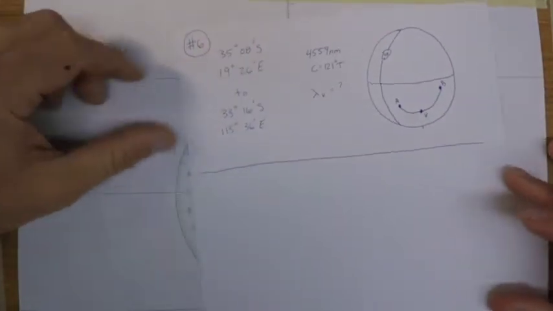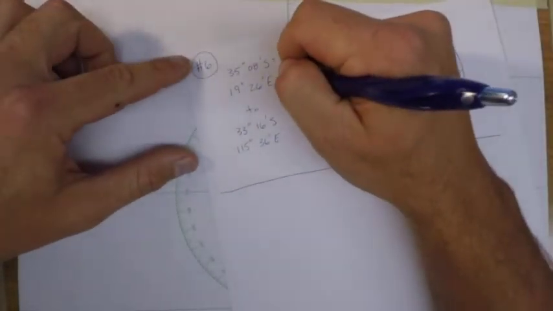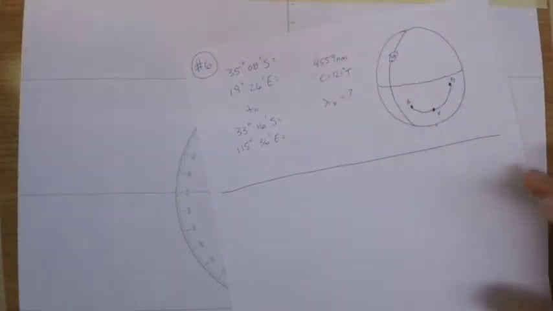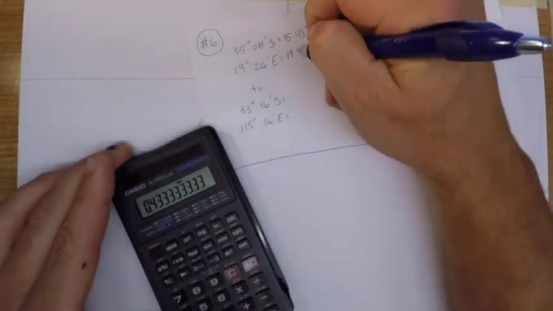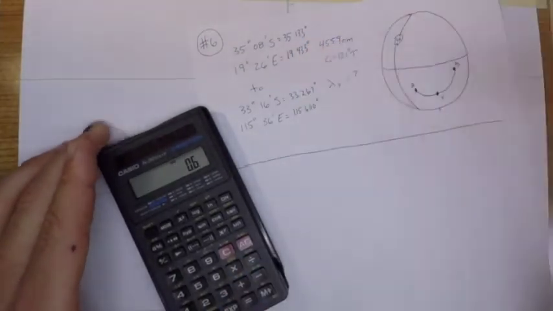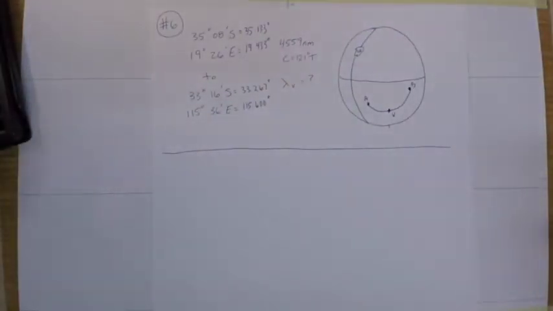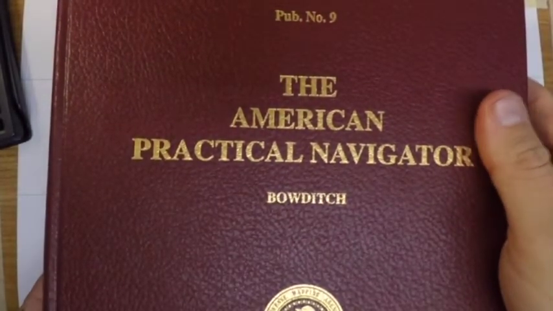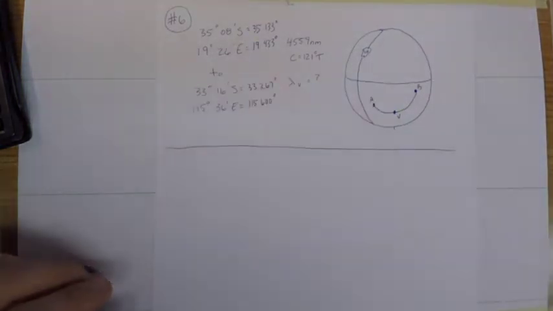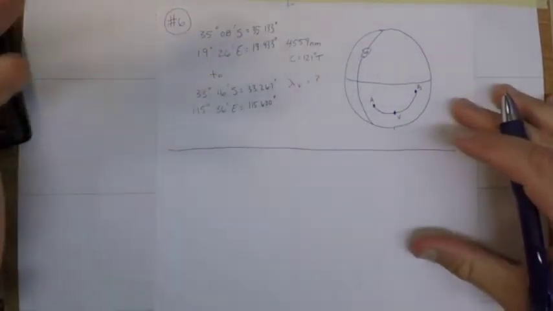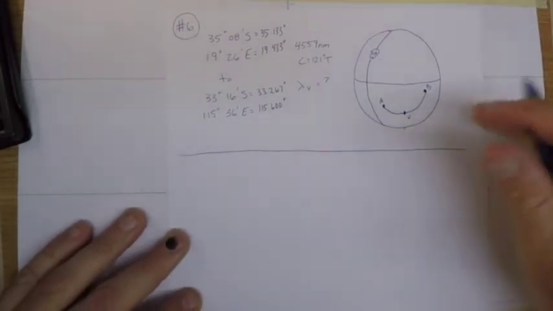The other thing that I would do is convert all of these into decimal degrees so that I can punch them into formulas later. So I'll do that. So once I have this information, it's really just a question of plugging into formulas. These formulas can be found in Bowditch in the sailings chapter.